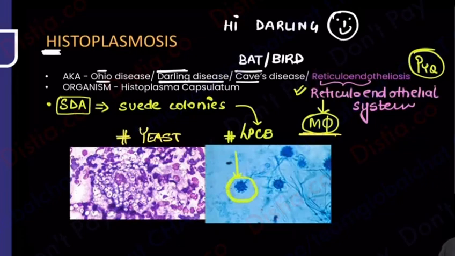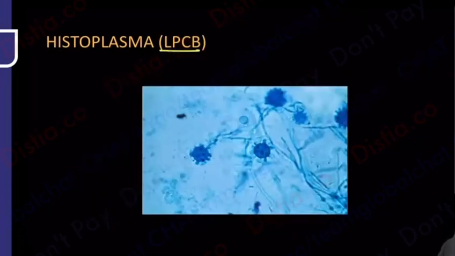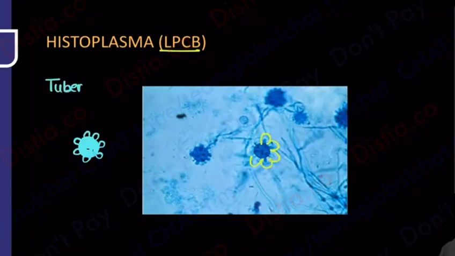Let me zoom into this picture. So this is the lactophenol cotton blue, and if I look very carefully, I can visualize that, yeah, there are some projections coming out. So if I draw it, it looks something like this, and I have some projections coming out. This is a very famous previous year question. And these projections are known as tuberculate macroconidia. These are said to be tuberculate macroconidia.